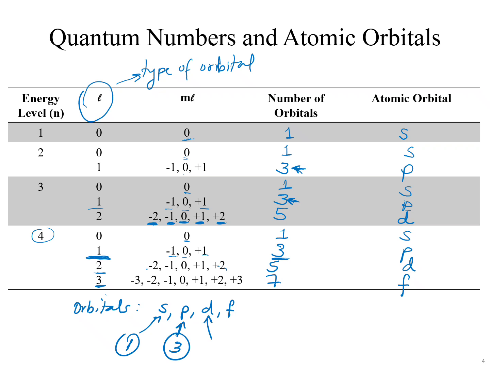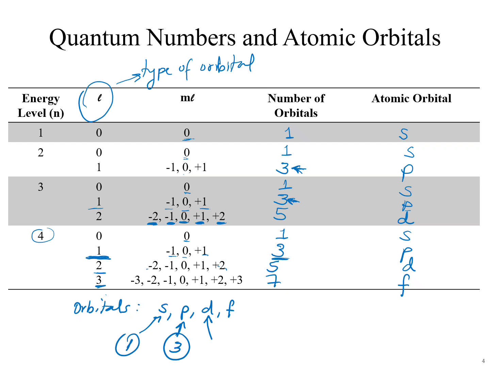We don't have d orbitals on the first or the second energy level. We start having d orbitals on the third energy level. You have a possible numerical value of L that is equal to 2. When L is 2, we have d orbitals. Now, the possible values of m sub L, you have 5 possible values of m sub L: -2, -1, 0, 1, and 2. 5 possible values is telling you that you have 5 orbitals.